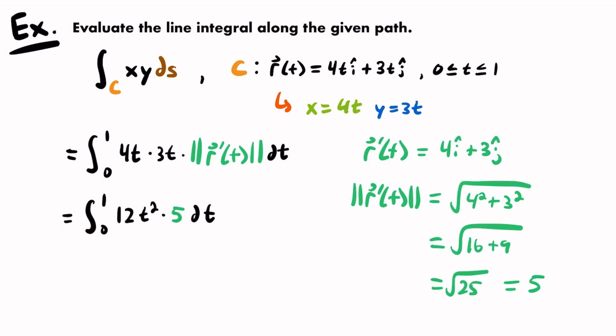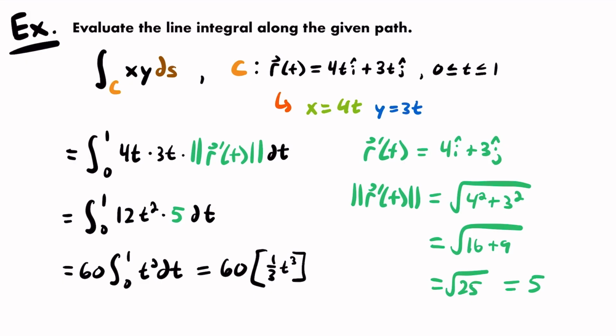5 times 12 is 60, so this is equal to 60 times the integral from 0 to 1 of t squared dt. And we can integrate t squared using the power rule of integration. You want to add 1 to the exponent and divide by that new exponent, giving you 1/3 t cubed. And that will be evaluated from 0 to 1. And so plugging in 1, you get 1/3, and then you want to subtract plugging in 0, which will give you 0. So this evaluation is just 1/3. So this would be equal to 60 times 1/3, which is equal to 20. 20 is the final answer.